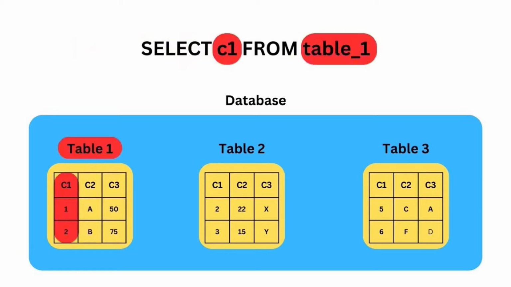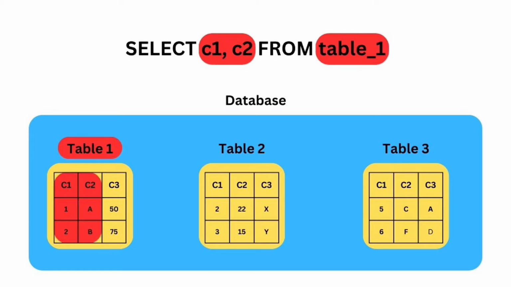So, for example, we could say select C1 from table 1, and it would look something like this. It's actually grabbing column 1, and it'll return back that entire column, X, Y, and Z. If we want to select multiple columns from a table, we can say column 1, comma, column 2, etc. You just separate out the column names by a comma.